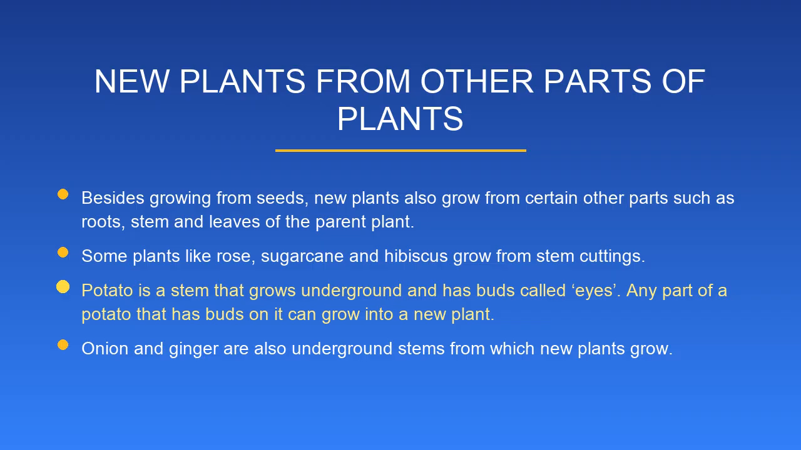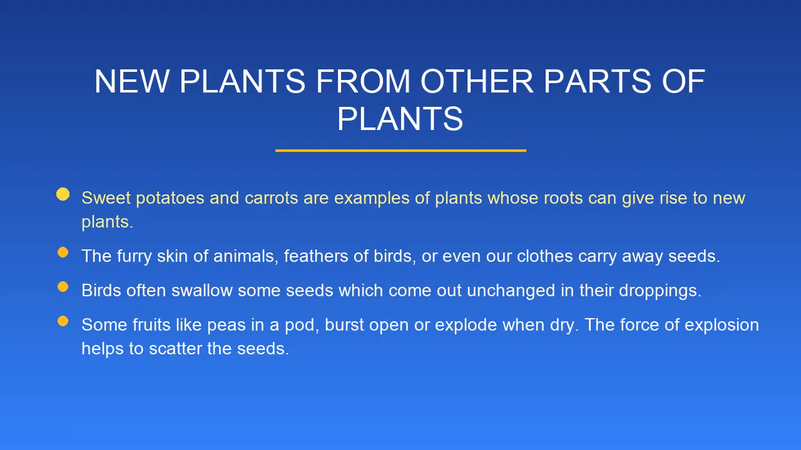Potato is a stem that grows underground and has buds called eyes. Any part of a potato that has buds on it can grow into a new plant. Onion and ginger are also underground stems from which new plants grow. Sweet potatoes and carrots are examples of plants whose roots can give rise to new plants.